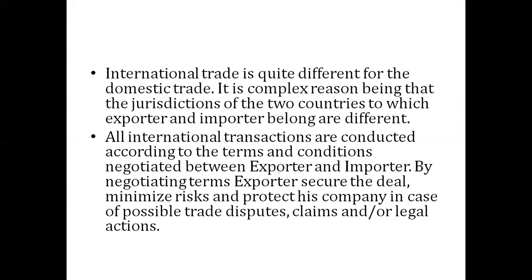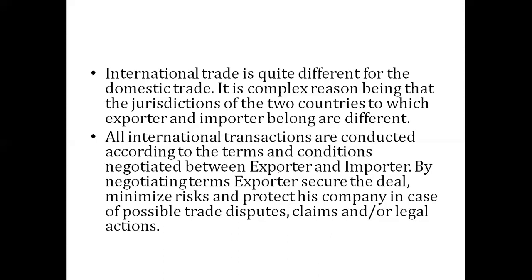Okay, this is the first and foremost thing, and that is why you need to take care of this contract, and take care while signing this contract initially. Okay, remember, all the international transactions are conducted according to the terms and conditions negotiated between the exporter and importer only. That means once you sign this document, it is expected that you have read it, gone through the entire document, and are convinced, and that is why you have signed it. Okay, and this is considered a legal document, so be careful.